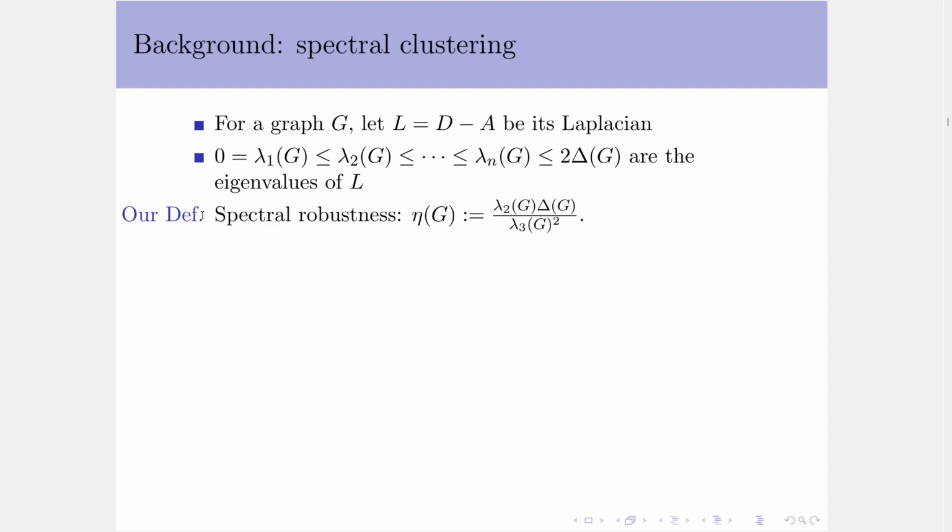In our work, we define this special quantity called spectral robustness, which will be essential in stating our theorem, which is defined as some kind of gap between lambda 2 and lambda 3. It's defined to be lambda 2 times delta over lambda 3 squared. Here this delta appears because we're using the combinatorial Laplacian, and it appears as a scaling factor.